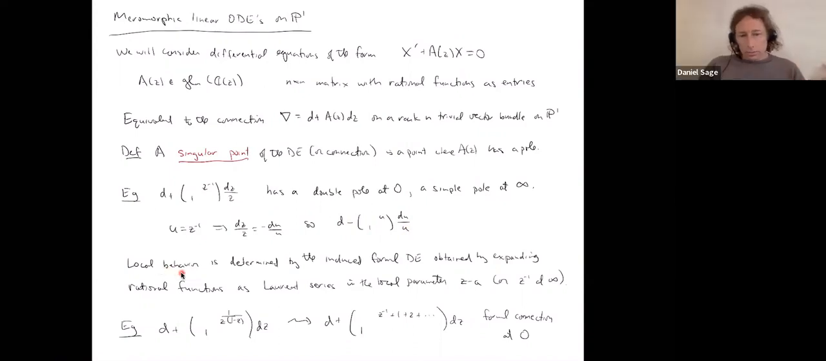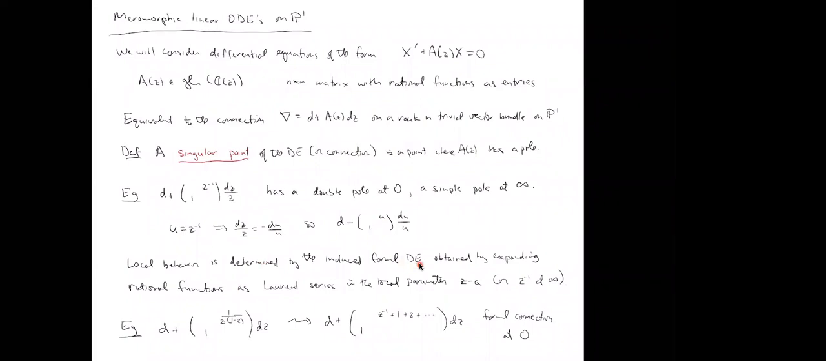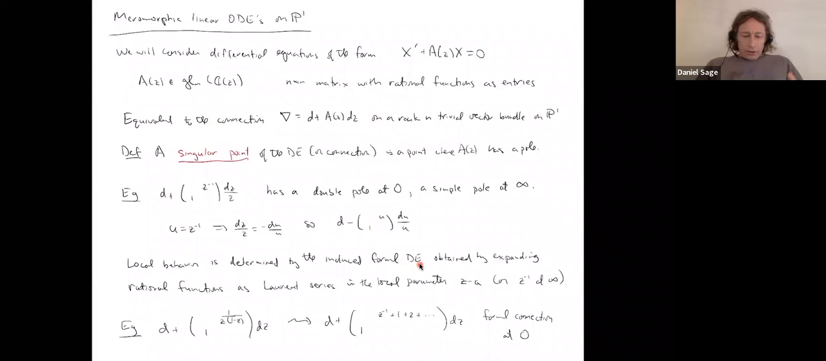And so this local behavior is determined by the induced formal differential equation. So what do I mean by a formal differential equation? Essentially what we're interested in is, of course, to look locally, but since we're looking in the context of algebraic geometry, looking locally in the Zariski topology, the open neighborhoods are still too big.